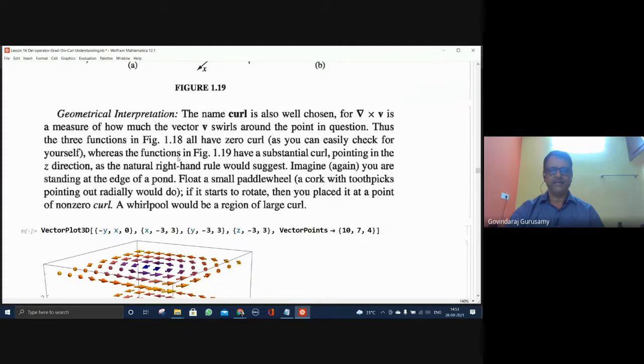Whereas the functions in figure 1.19 have a substantial curl pointing in the z direction, as the natural right hand rule would suggest. Imagine again you are standing at the edge of a pond, and you float a small paddle wheel, a cork with toothpicks pointing out radially would do. If it starts to rotate, then you have placed it at a point of non-zero curl. The whirlpool would be the region of a large curl.